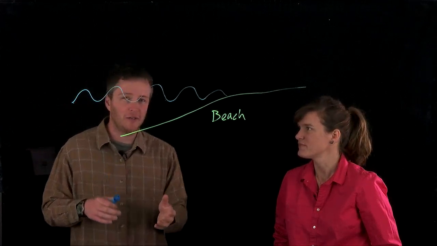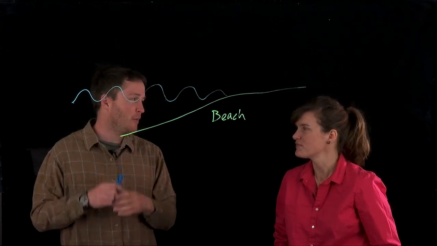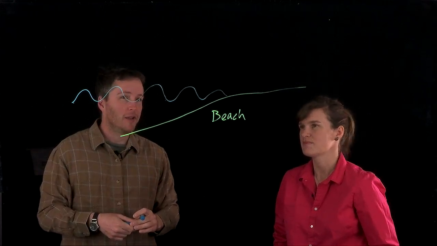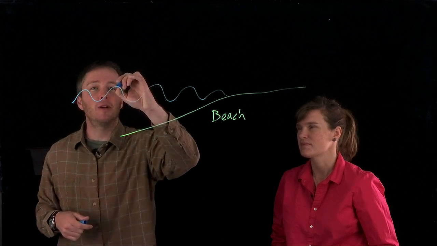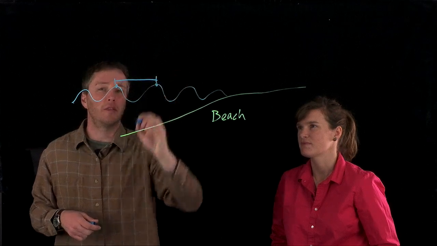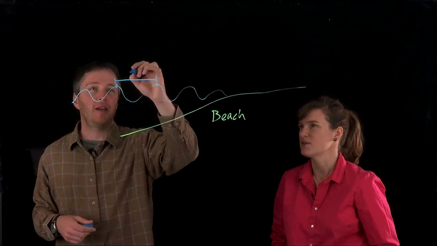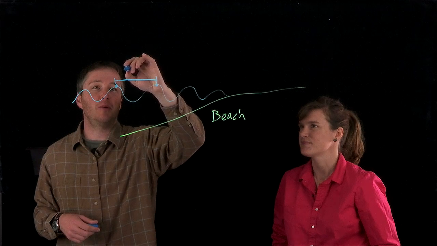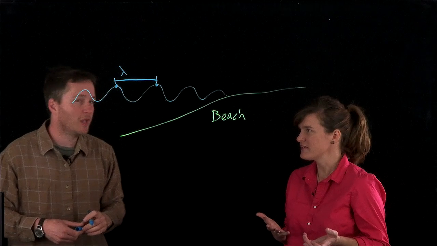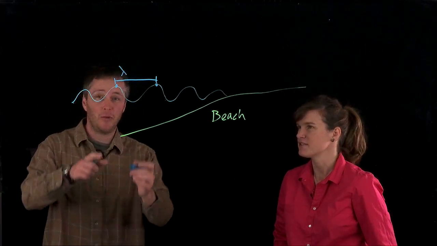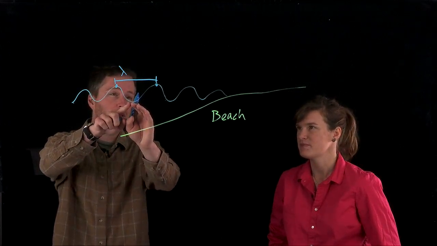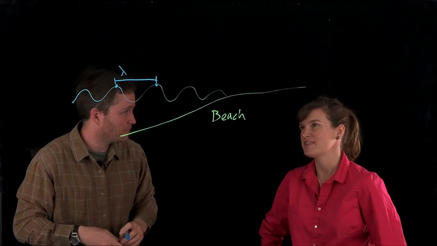But if we went to the beach with a camera and took a snapshot in time, and we saw the waves out there, and we measured this distance from peak to peak, that is called the wavelength. Traditionally, we label it with the Greek letter lambda. Does it always have to be measured from peak to peak? You could measure it from other points too, like trough to trough, but you have to be consistent. It's got to be from one point to the same point on the next wave. Okay, so that's the wavelength.